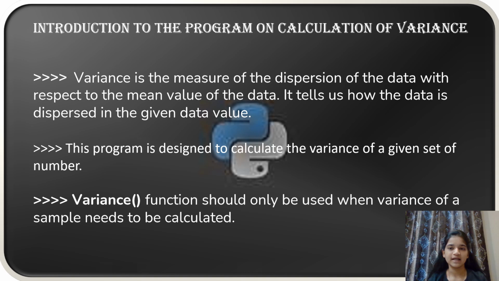Introduction to the program on calculation of variance. Variance is a measure of dispersion of data with respect to the mean value of the data. It tells us how the data is dispersed in the given data value. This program is designed to calculate the variance of a given set of numbers. Variance function should only be used when variance of a sample needs to be calculated.